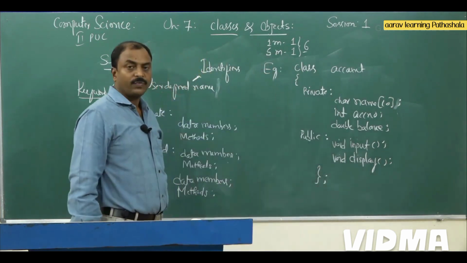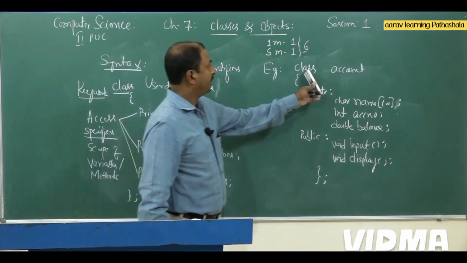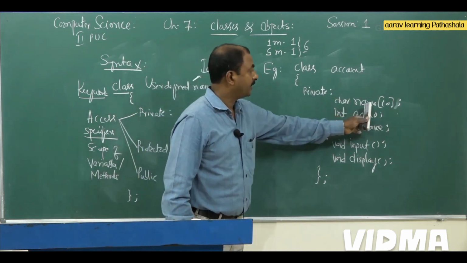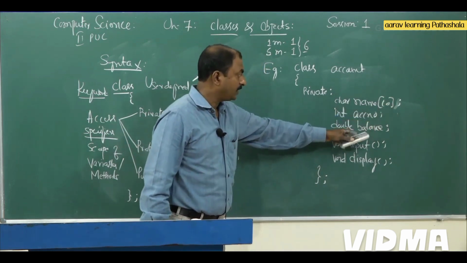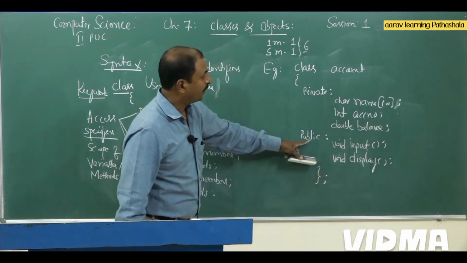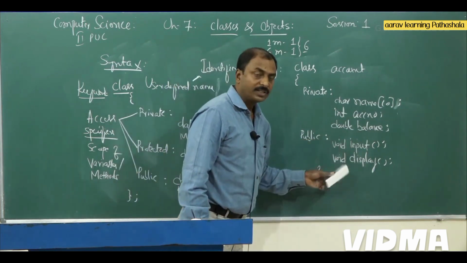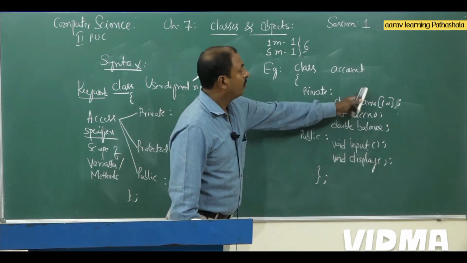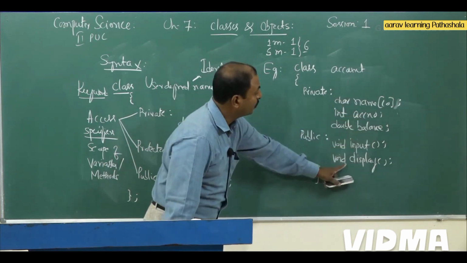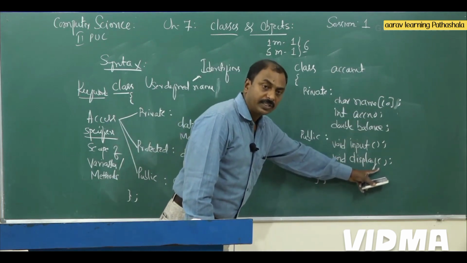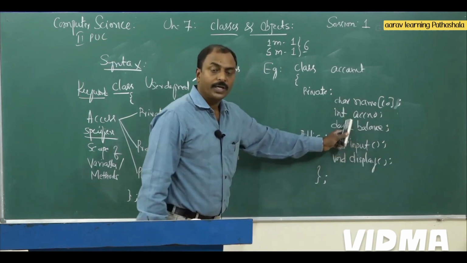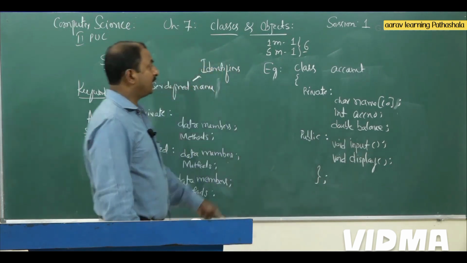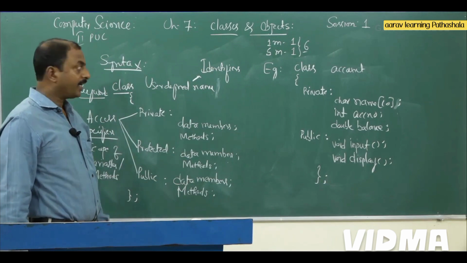Now this is another example of how to define a class. Class is reserved, then the name of the class, an identifier, then the private access specifier, character name, and these are the variables, account number as well as balance. And under public, I am going to declare two functions. One is void input, to accept the values for these variables, and one more function, void display, to display the details that you have entered. And closing with a bracket as well as a semicolon. So this is another example of how to define a class.